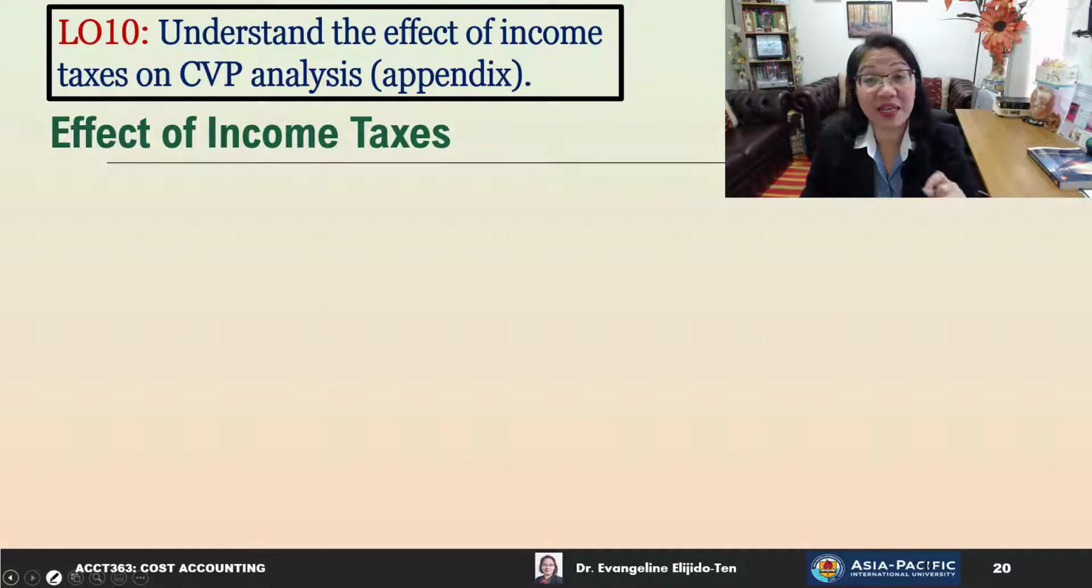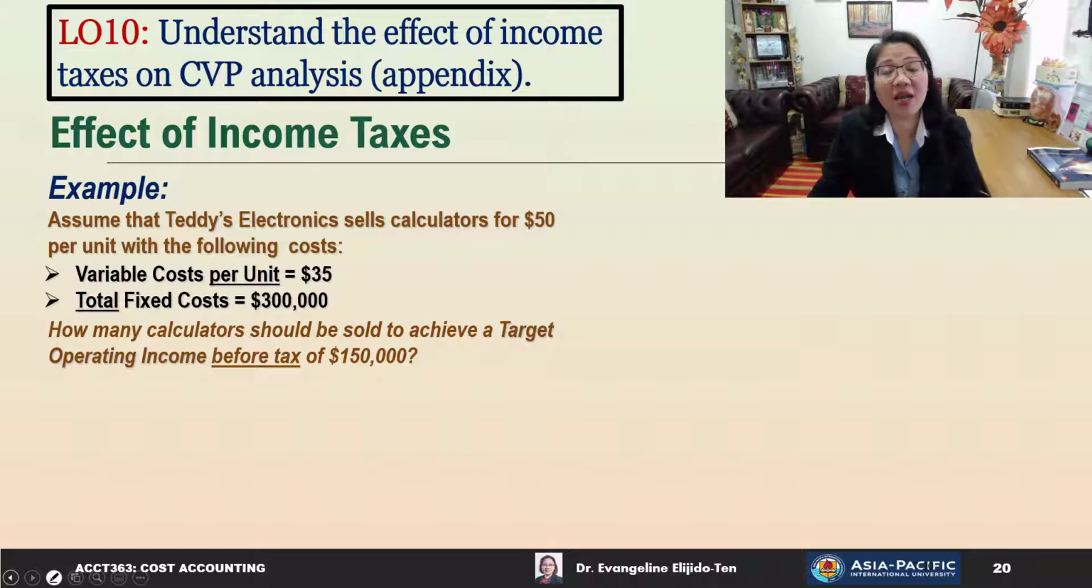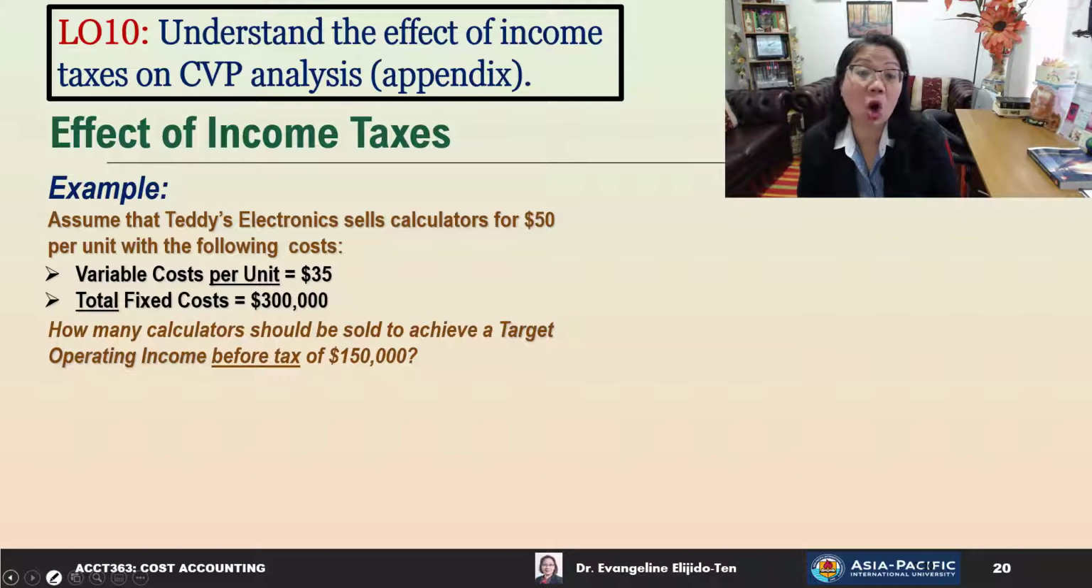All right, let's move on to the final learning objective. Here we will understand the effect of income taxes on CVP analysis. When you are calculating how many units or how much sales you need to make in order to achieve a targeted profit, that's when the income tax will have an effect. All right, so let's assume this example of Teddy's Electronics that sells calculators for $50 per unit, and it has variable cost per unit of $35 and total fixed cost of $300,000. So how many calculators should be sold to achieve a target operating income before tax of $150,000? So this is before tax, no tax implication yet.